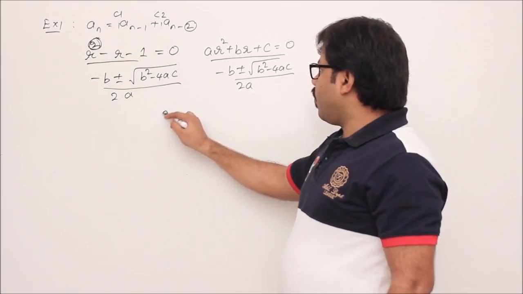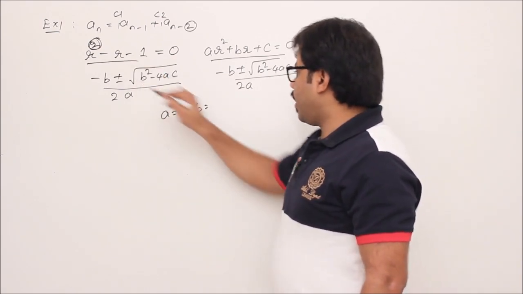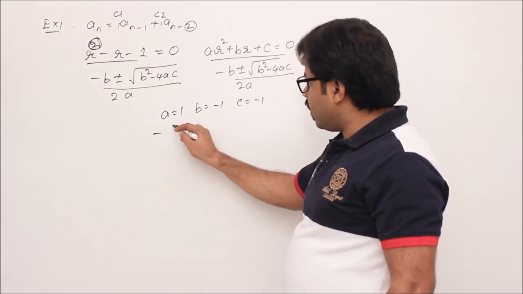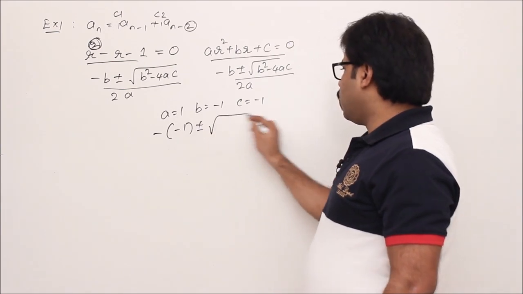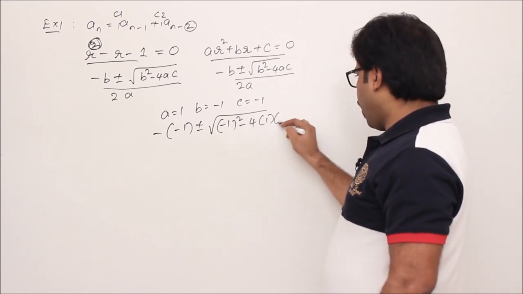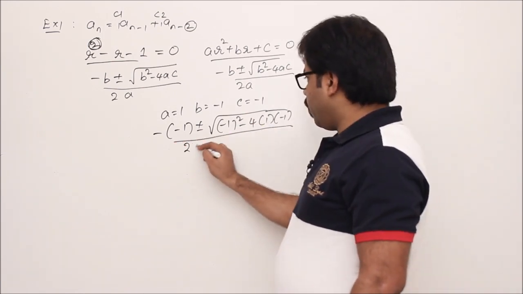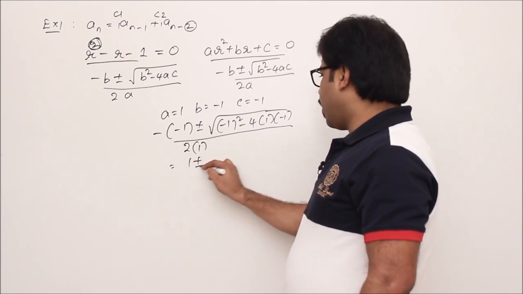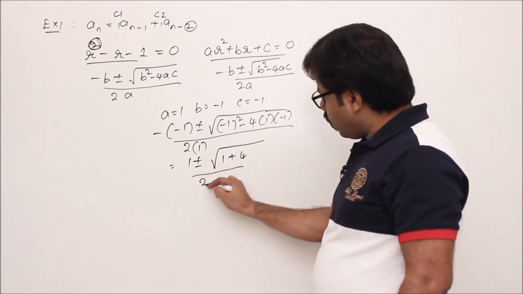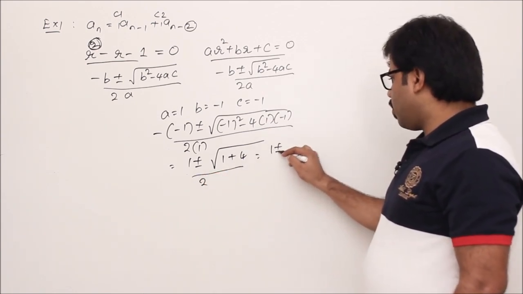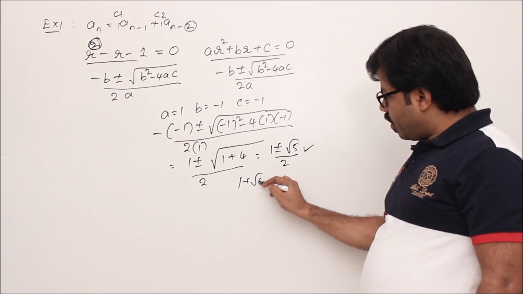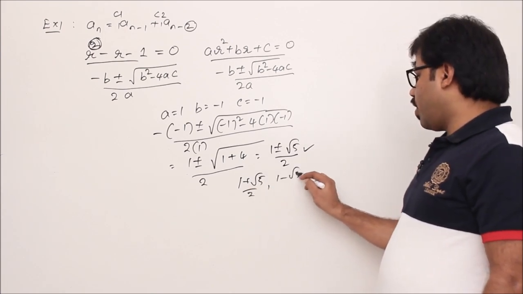So here we have a equal to 1, b equal to minus 1, c equal to minus 1. Then minus b, what is minus b? Minus of minus 1 plus or minus root under b square, minus 1 whole square, minus 4 into a, 1, into minus 1, by 2 into a, 2 into 1. So it will become 1 plus or minus root under 1, so this will become plus 4, by 2 into 1. It will be 1 plus or minus root 5 by 2. So there are two roots. One is 1 plus root 5 by 2. Second one is 1 minus root 5 by 2.